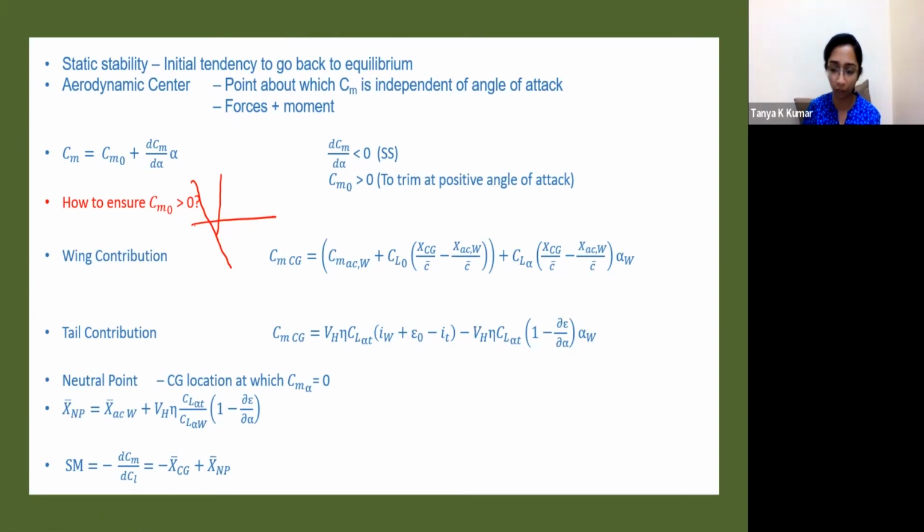Okay, let's go to the wing contributions. The wing contribution towards Cm has this term and this term, where the first term in this big braces is the Cm naught component to contribution of wing. And similarly for tail, this is the contribution. So looking at these two terms, can anyone tell me what can be done to ensure a positive Cm naught?